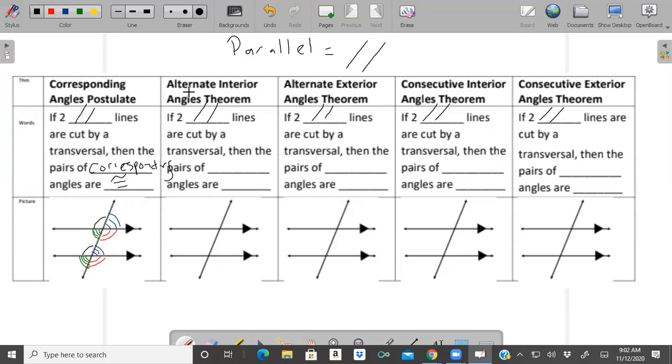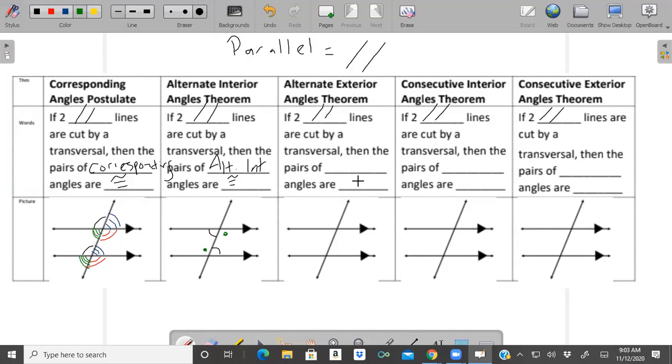Okay? The alternate interior angles theorem. Alternate means opposite sides. Interior means inside. So like this angle right here and this angle right here, those are alternate interior angles. So if two parallel lines are cut by a transversal, then the pairs of alternate interior angles are congruent to each other. I'm not going to draw all the lines like I did on this one because I think that gets really confusing, but it also means that this angle here and this angle here are going to be congruent to each other.